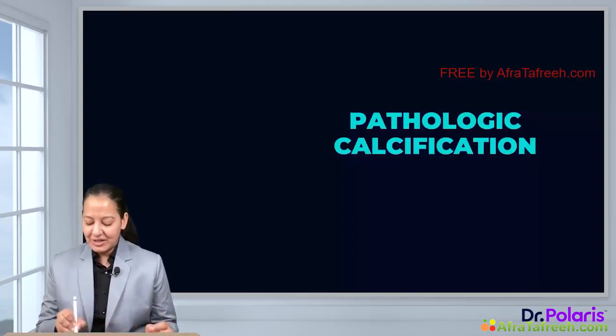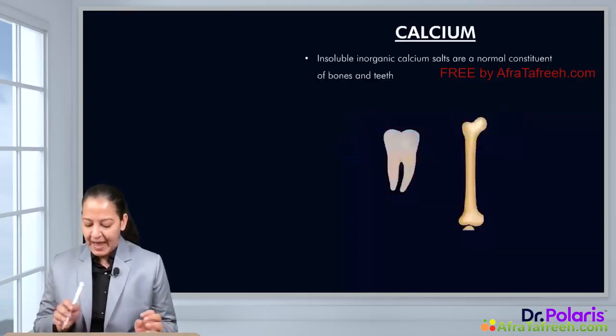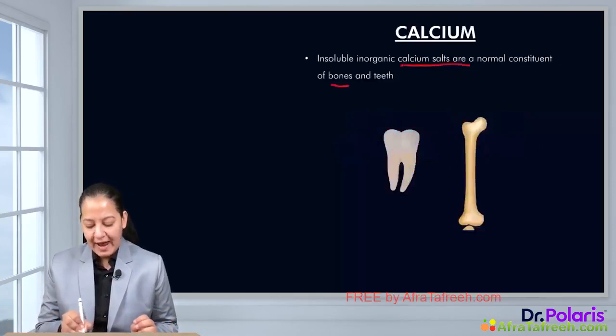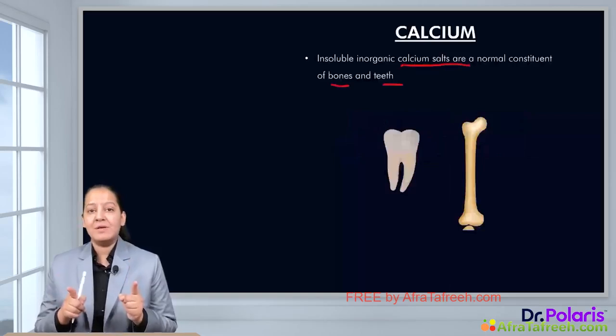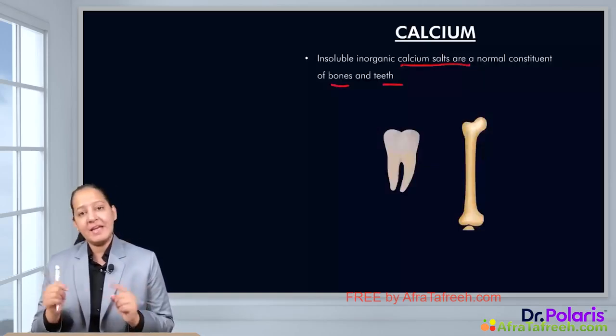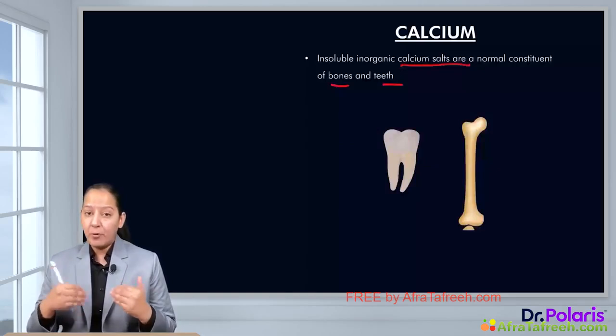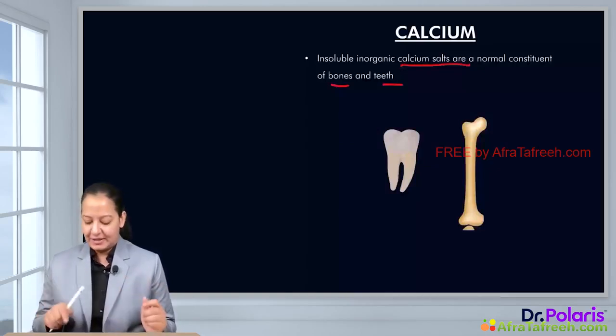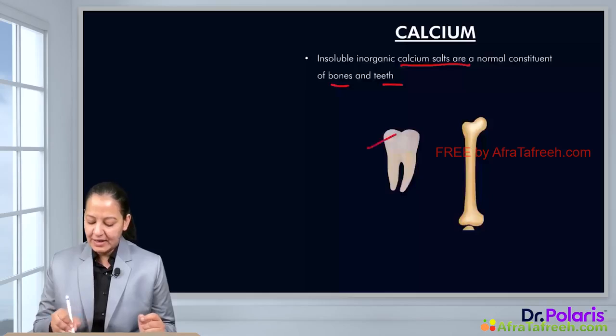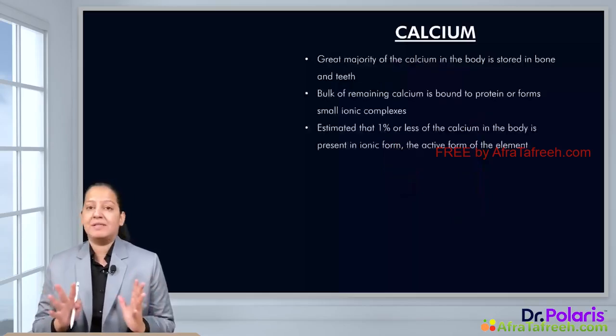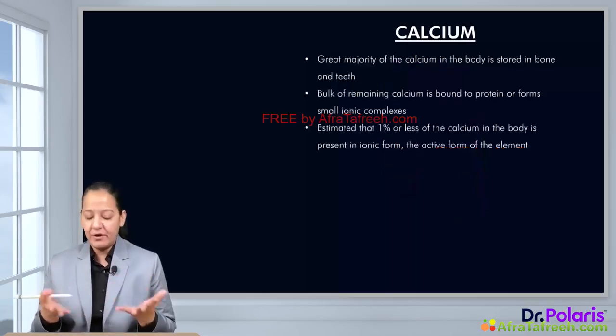Pathologic calcification. As I have taught you, calcium salts are normal constituents of bone and teeth. So calcium is normally present in the osteoid of bone and the enamel of teeth, that provides hardness to bone and teeth. You can see here the teeth and the bone. Calcium is normally present in them for providing hardness and rigidity.